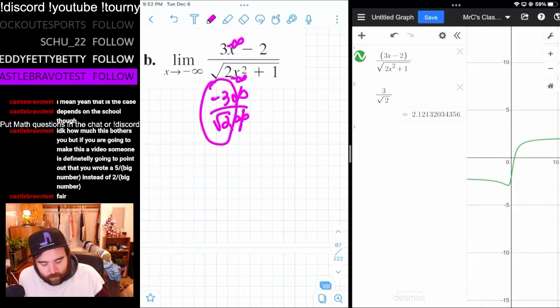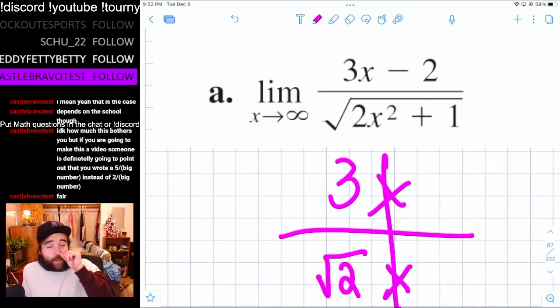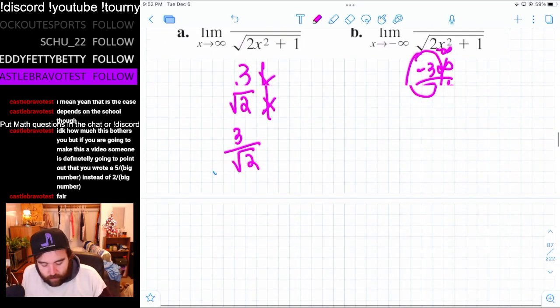Very cool. So most graphs that we look at usually have the same behavior on both sides, but they don't have to, and you see the square root here causes that.